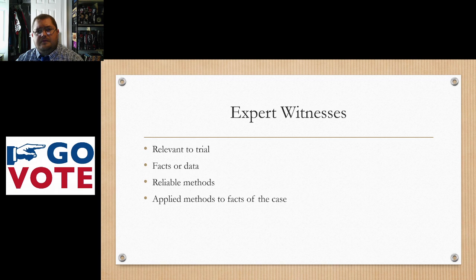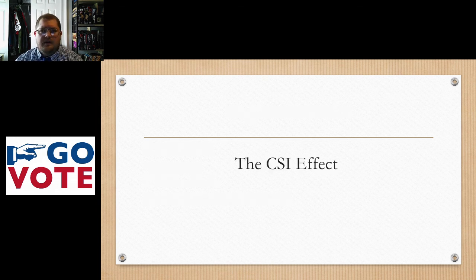So from time to time, there needs to be a review of some of these processes, to make sure that they are all scientifically valid, and things that should be brought in a trial process. We also have the issue of the CSI effect, which is an effect on juries, that they expect more evidence.